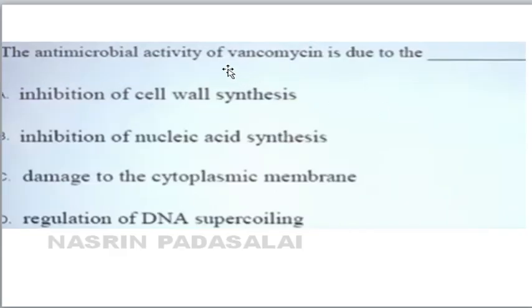Next, the antimicrobial activity of vancomycin is due to what? What is the mechanism by which vancomycin's antimicrobial activity is done? It will inhibit cell wall synthesis. So generally vancomycin will kill the bacteria by disrupting the bacterial cell wall. So this is the action of vancomycin.